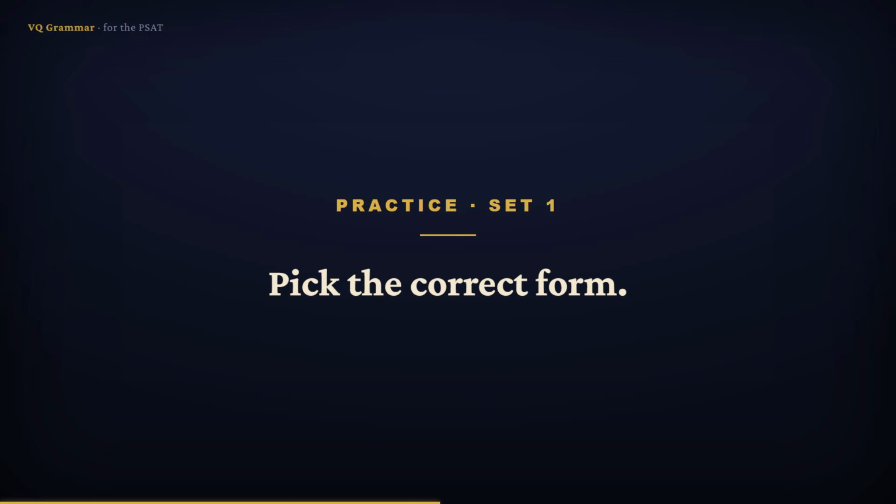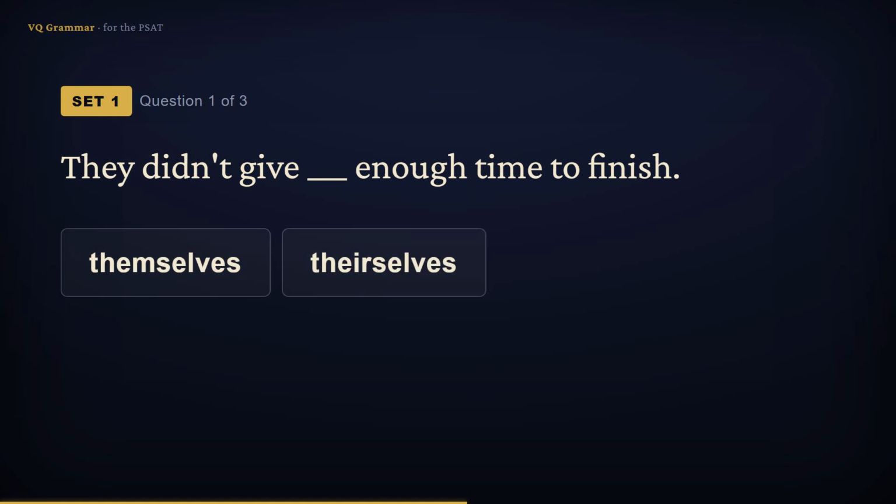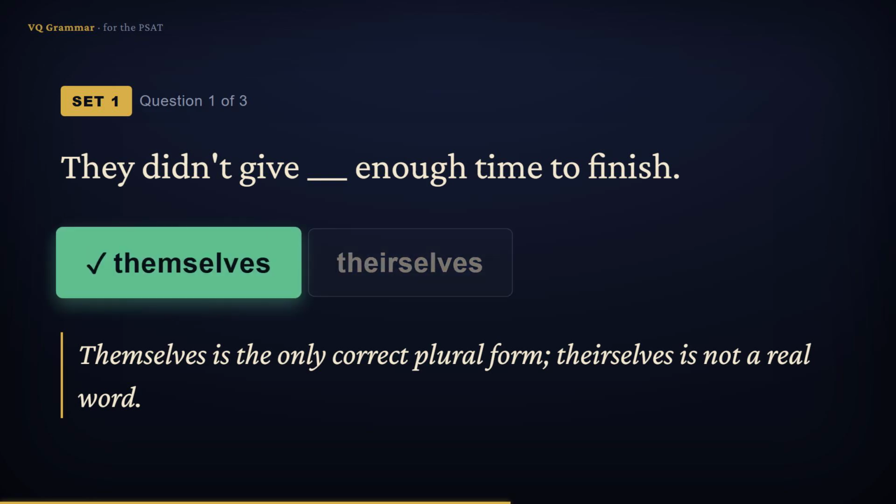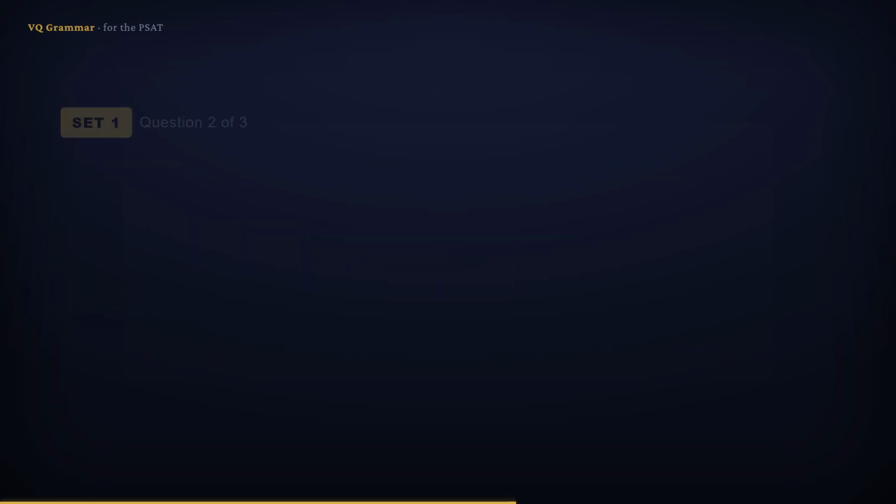Remember, it has to match the subject in number and gender, and watch out for forms that aren't real words. Pause and try each one before I answer. They didn't give blank enough time to finish. The subject is they, so we need the plural self word. The correct form is themselves. The other choice, their selves, simply isn't a real word in standard English, so the answer is themselves.